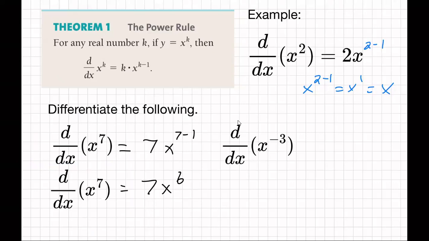Now, with that in place, we could also do it for any real number, as you see here. So it didn't have to be a whole number. It could have been a rational number. It could have been an irrational number. Okay. We could also do it with negative numbers.